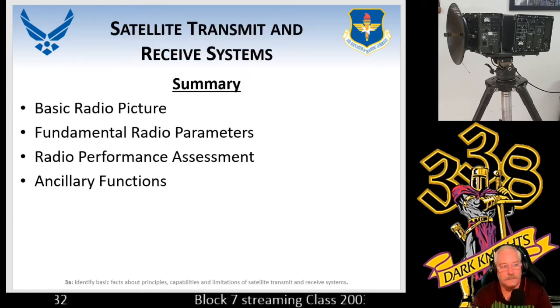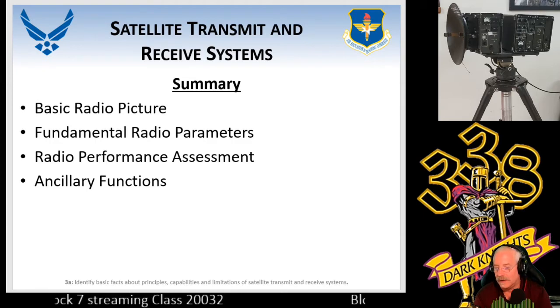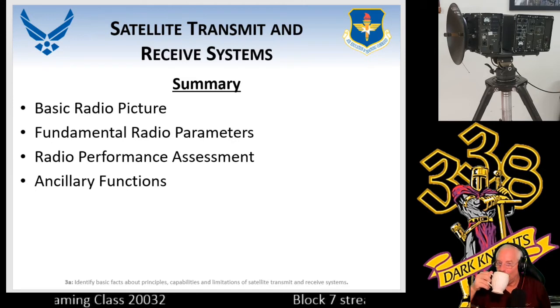Okay, so we've looked at the basic radio picture, fundamental radio parameters, radio performance assessment, and ancillary functions. So, Abul, question for you. What is the transmit objective for your basic radio? It is to transmit the baseband to the distant end.